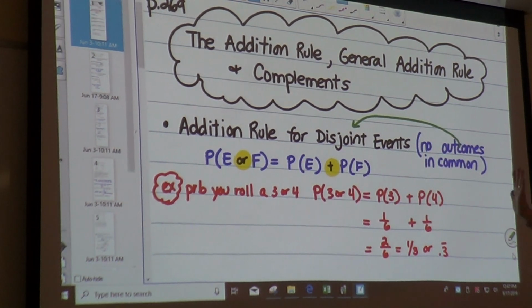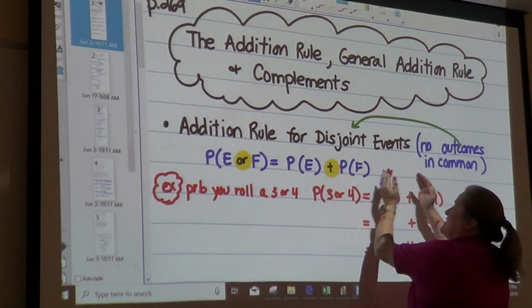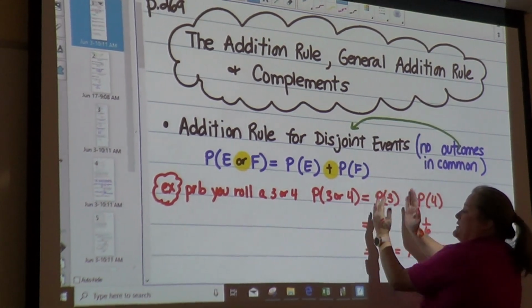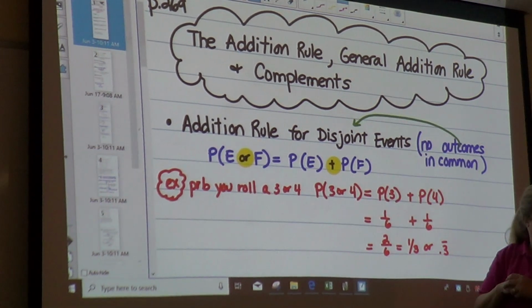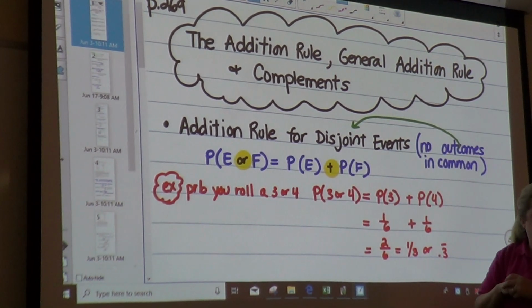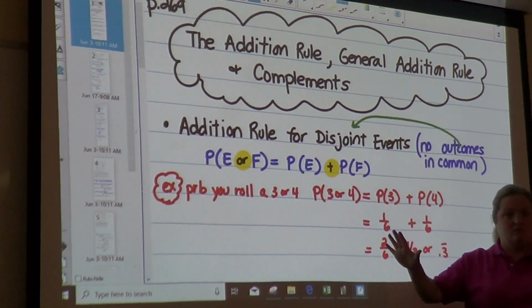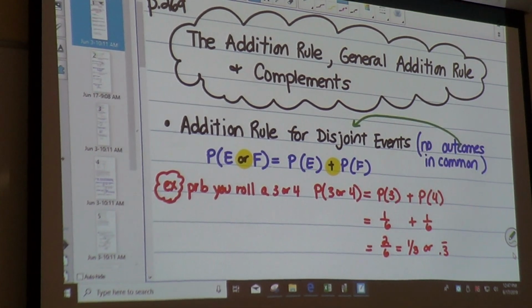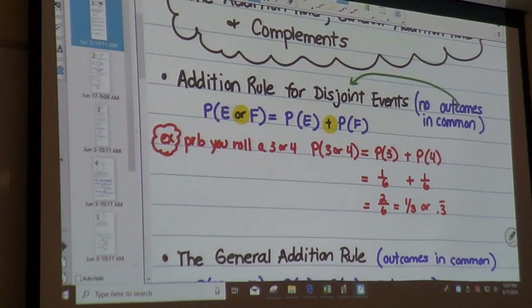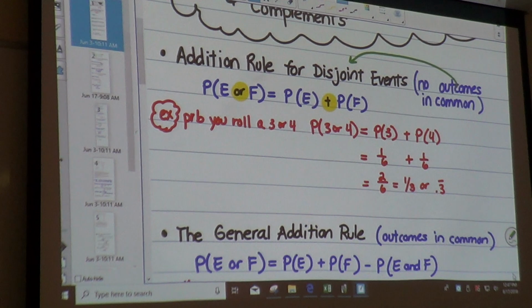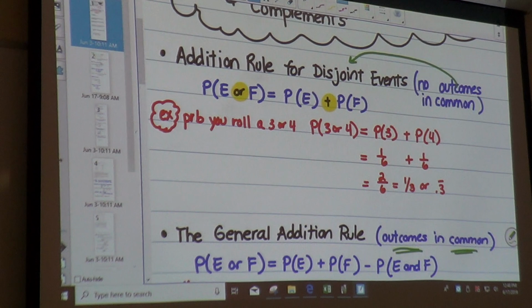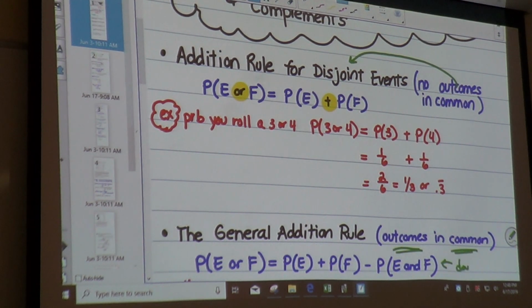So if you have two things that have nothing to do with each other, you treat them individually. You find the probability of a 3, you find the probability of a 4, and you add them together. Make sense? If they have nothing to do with each other. Now, if they have outcomes in common, what we've got to do is take out what I call the double dip, or the overlap.